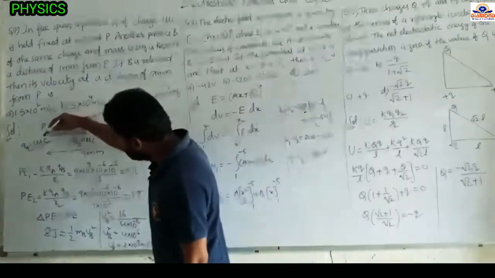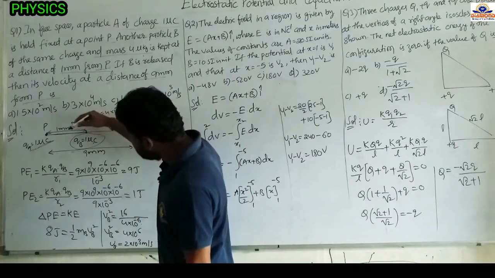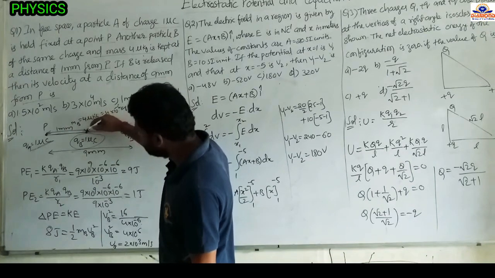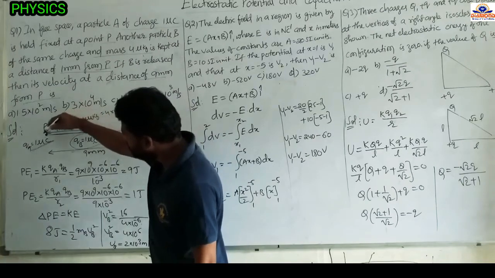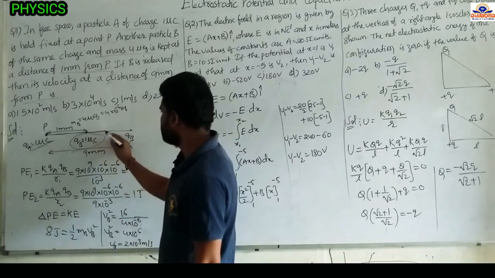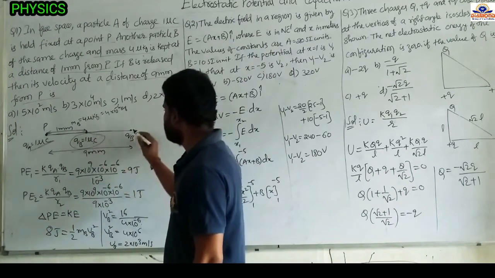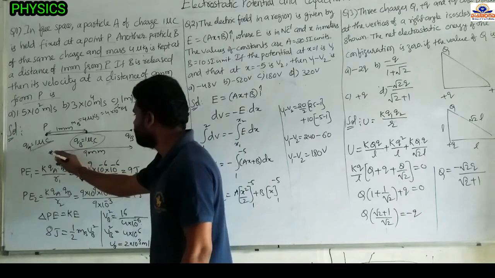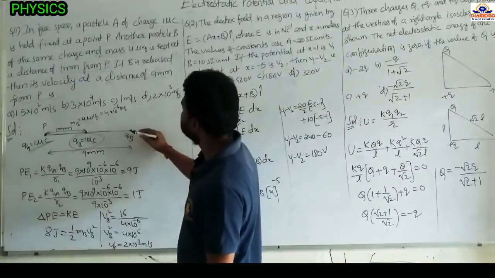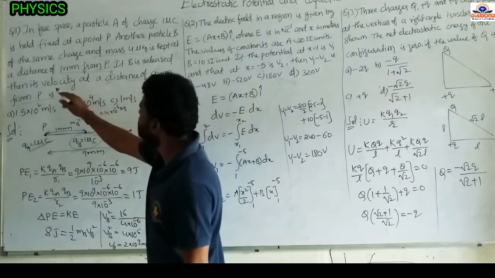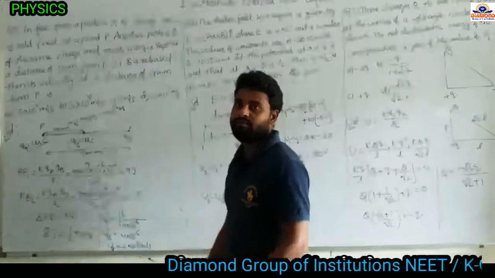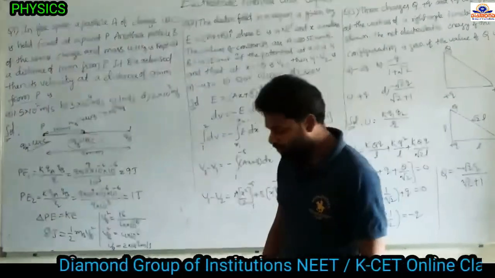So initially this B particle is at 1 millimeter distance from P, and at this point it is released. This is a positive particle, this is also a positive particle, so repulsion takes place and it will move away. Then it reaches 9 millimeter from point P. What is the velocity of the particle at this 9 millimeter? That is what we have to find.